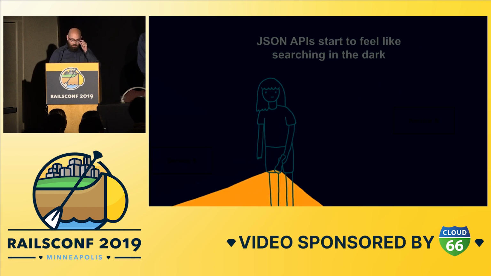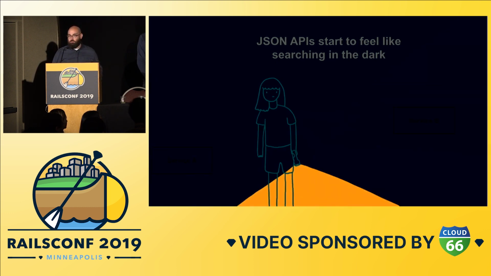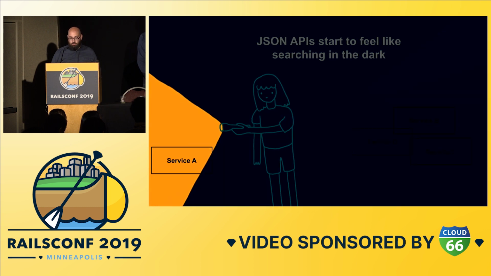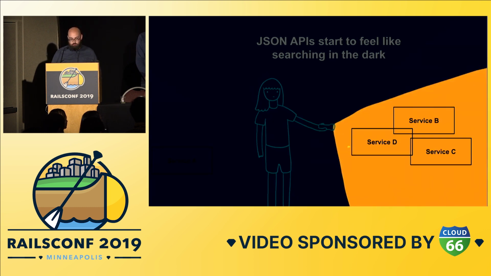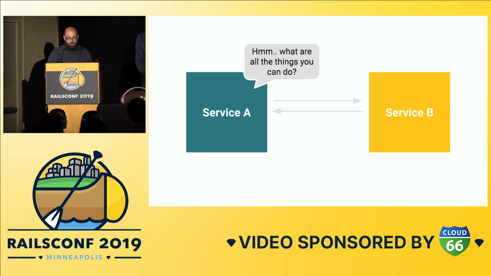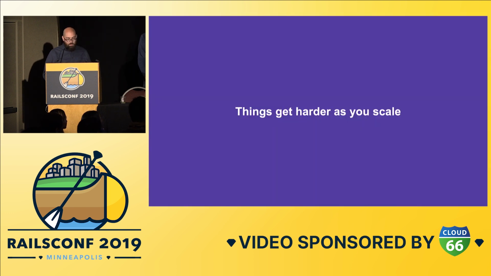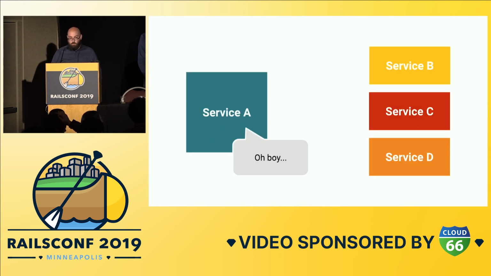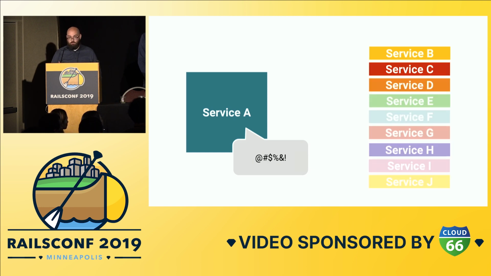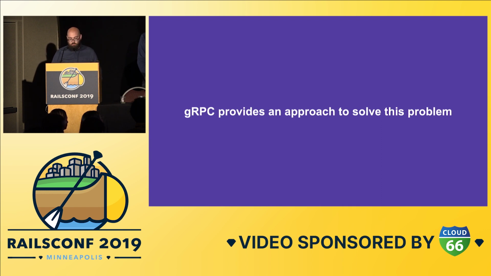But JSON APIs start to feel a little like searching in the dark as you scale. As you have more services, it becomes harder and harder to understand what's available to you. And so here we have service A, and it wants to know what is available in service B. And REST and JSON don't give you the tools out of the box to achieve this. You have to go out of your way as engineers to make documentation or build it into your pipeline in some way. And things get even harder as one service turns into 3 services, and 3 services turn into several services. And so gRPC is an approach to solve this problem.